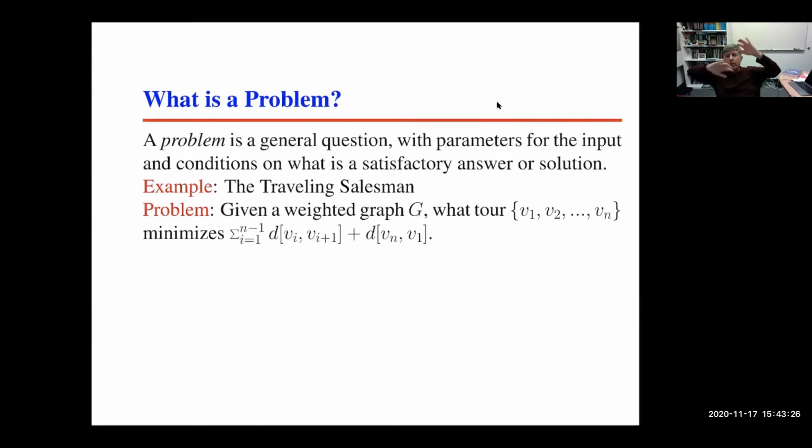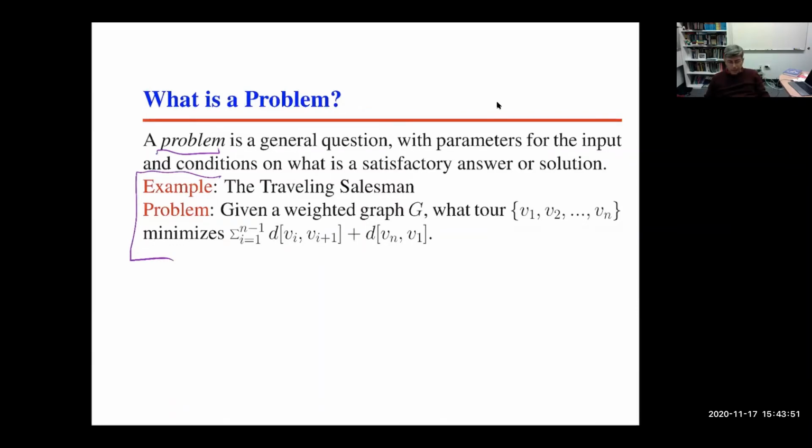now Bandersnatch and Mobility were problems. What is a problem? A problem is a general question, okay, where there are parameters and conditions for what's a solution. So when I talk about a problem here, I mean something like traveling salesman.